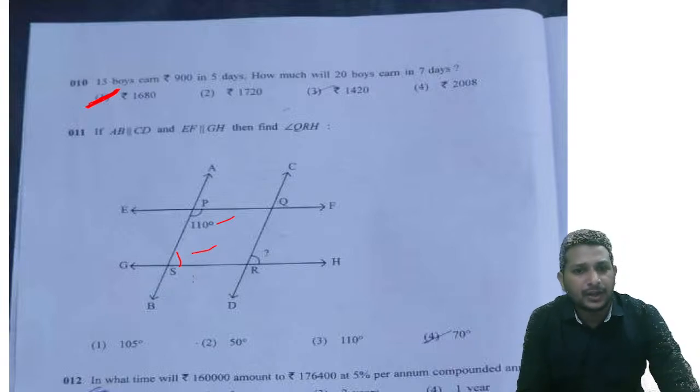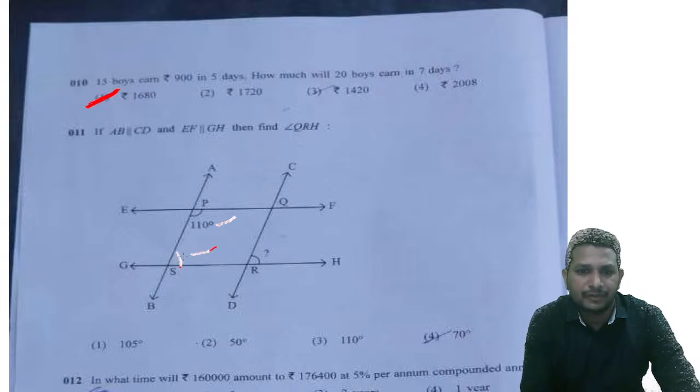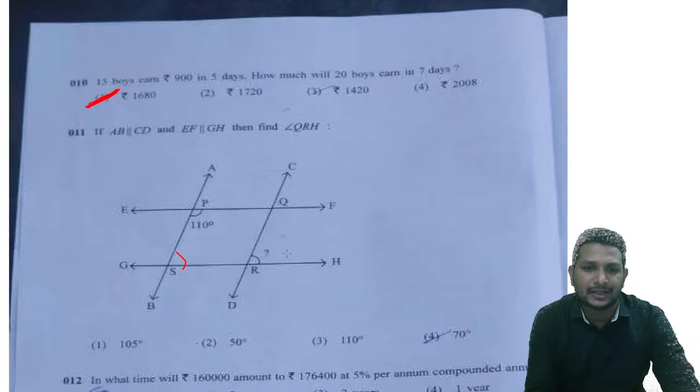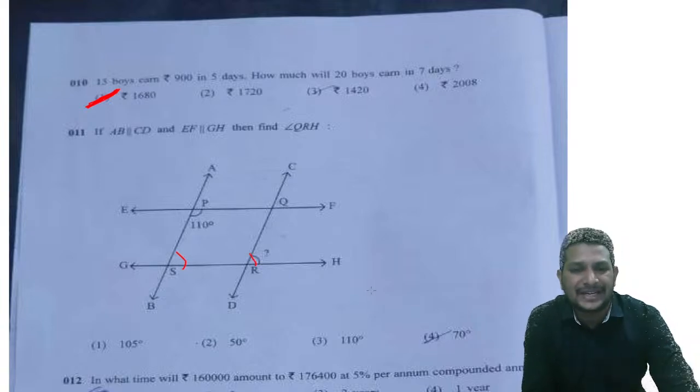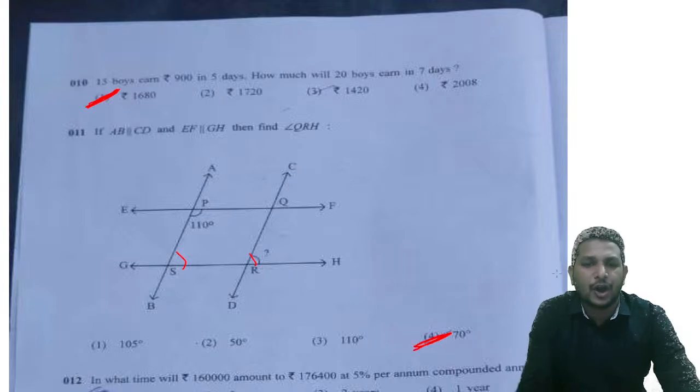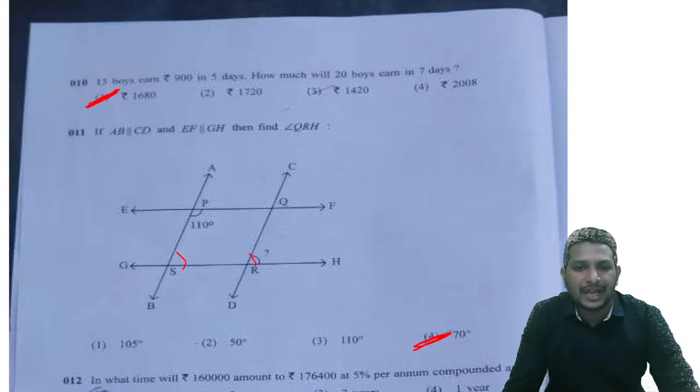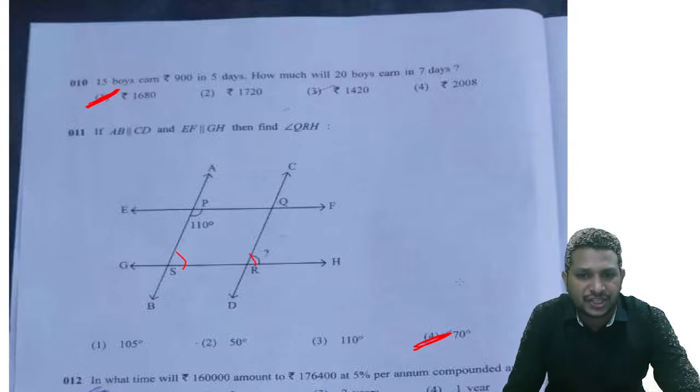Okay, so as this PSR becomes 70 degrees, now what happens? We need to find this question mark angle, right? So this is 70 and these two angles are corresponding angles. So this also becomes 70 degrees. So the answer for this question is option 4. Question number 11, we got option 4. Okay. Next.